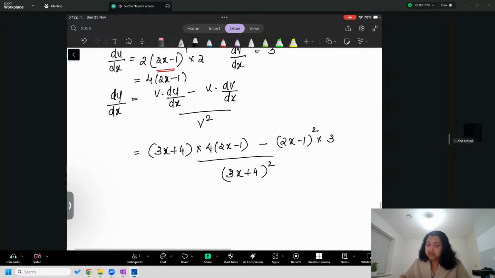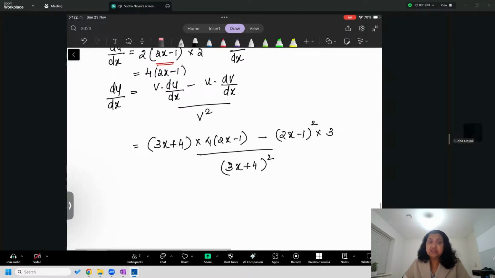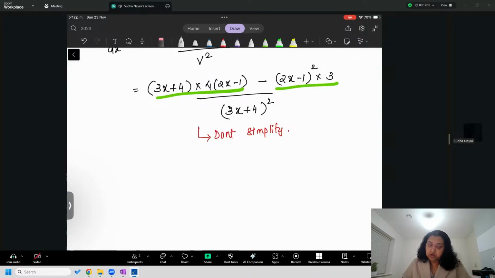Okay, now in this case our normal tendency is to simplify it. Yeah, so we might go ahead and simplify this first and then work on it, but I would recommend don't simplify this. Okay, I'll tell you why. What you should do here is, if you see these terms, you can see that there is a 2x minus 1 here, there is a (2x minus 1) the whole square here. So whenever you see common terms, you can take it outside. Okay, you can factorize it.